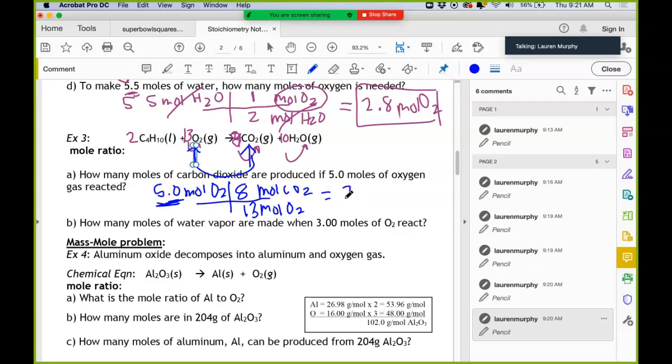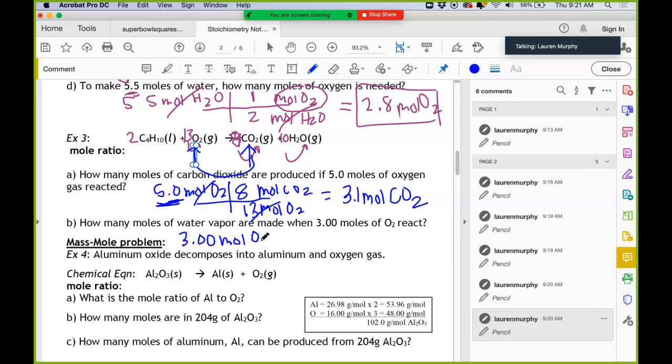So I got 3.1. Is that what you got? It's 3.0769 moles of carbon dioxide. Okay? All right, last one before we move on.